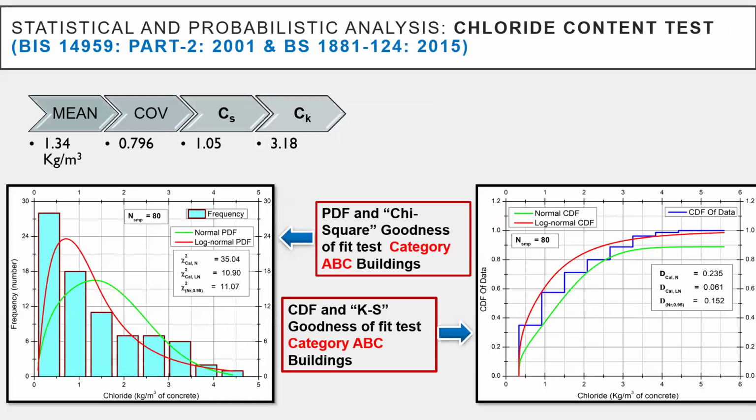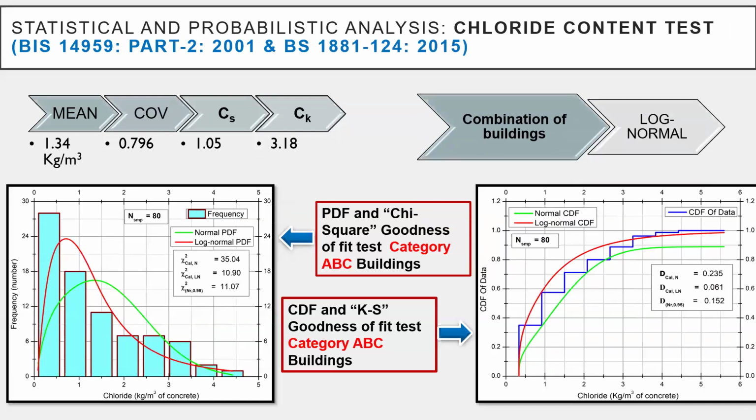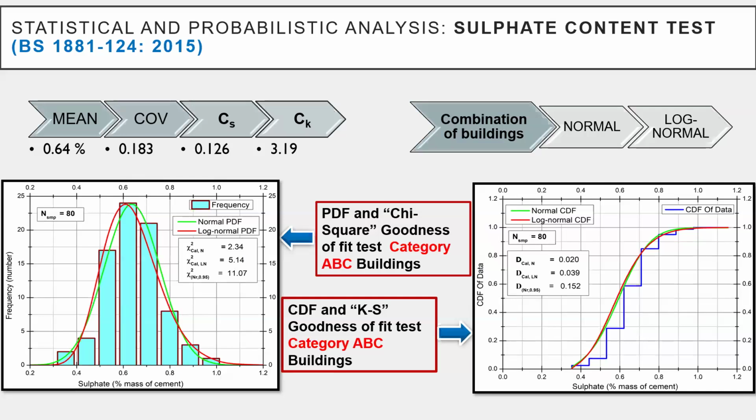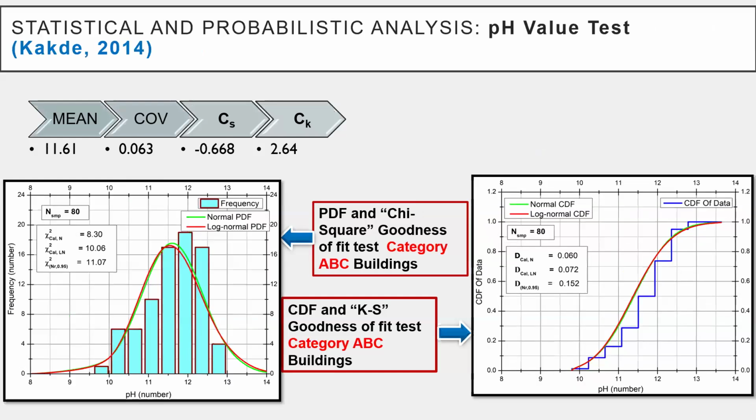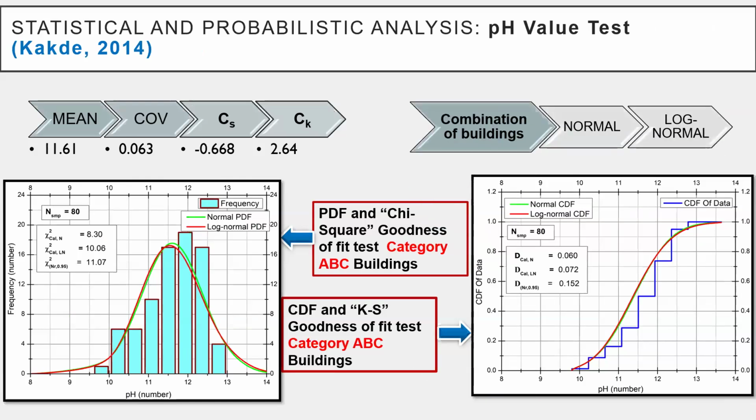Chloride content test: you can see it follows the log normal probability distribution based on the chi-square test and KS test. Sulfate content follows both normal and log normal distribution based on the chi-square test and KS test. The pH value of the pore water solution follows both normal as well as log normal probability distribution based on both the chi-square test as well as the KS test.